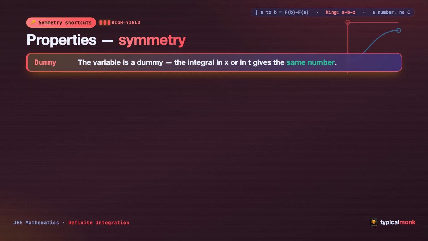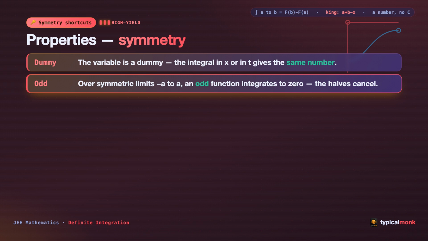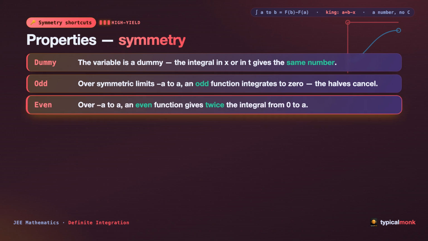Now the symmetry shortcuts, pure marks, if you spot them. The dummy variable: the variable is just a placeholder. The integral in x or in t gives exactly the same number. Odd: over symmetric limits, minus a to a, an odd function integrates to 0. The two halves cancel. Even: over minus a to a, an even function gives twice the integral from 0 to a.